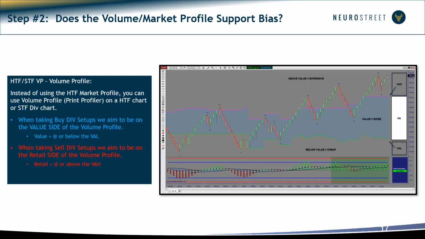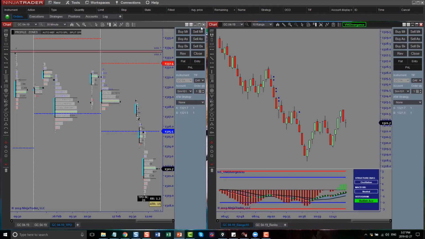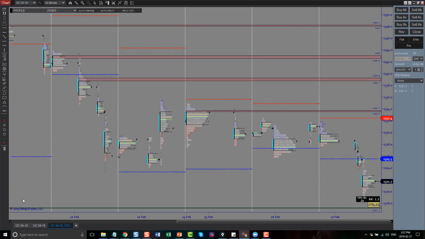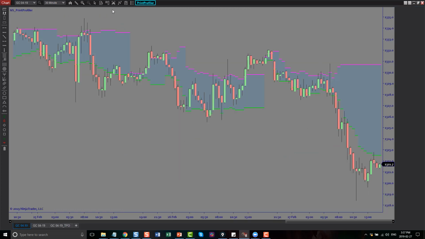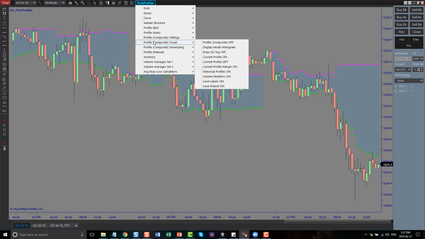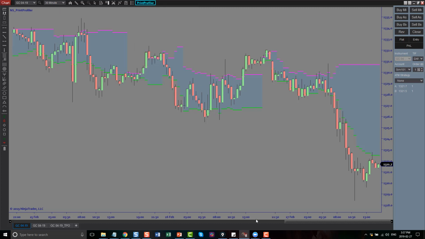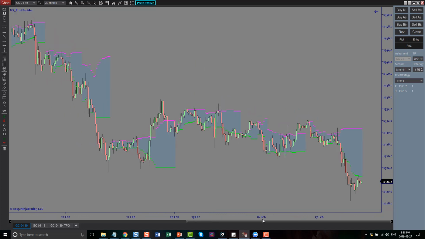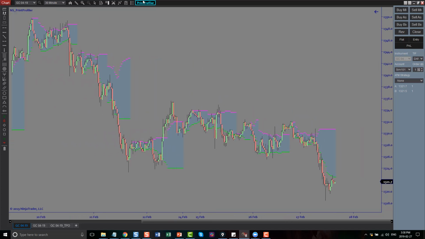So let me go into the charts for a second. If I go into gold and look at this chart right here, this is an example of us using other software to produce a developing profile. If I turn the developing profile on, that's part of our volume profile suite in our print profiler software. Let me explain why you'd want to use a developing profile to backtest.